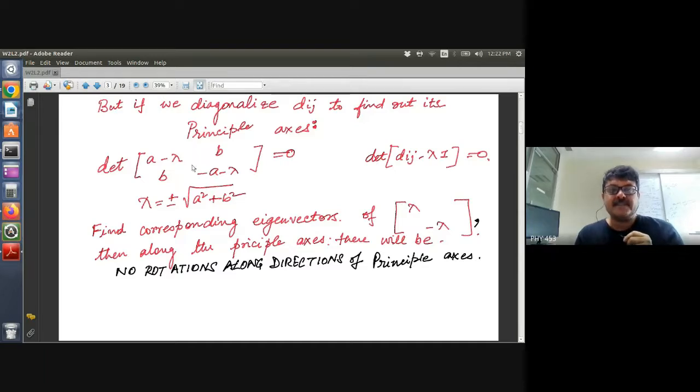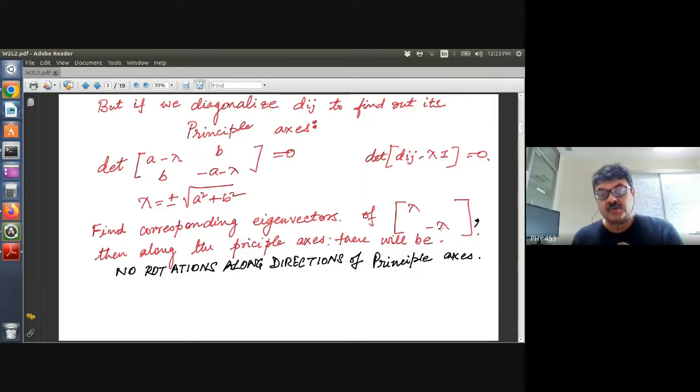But if we diagonalize Dij to find its principal axes, how would you diagonalize it? Determinant of the deviator matrix Dij minus lambda I equal to 0, and you can just solve this. It's simple. Lambda equals plus minus the square root of a square plus b square. So these are the eigenvalues, and correspondingly, we can find the eigenvectors as well.